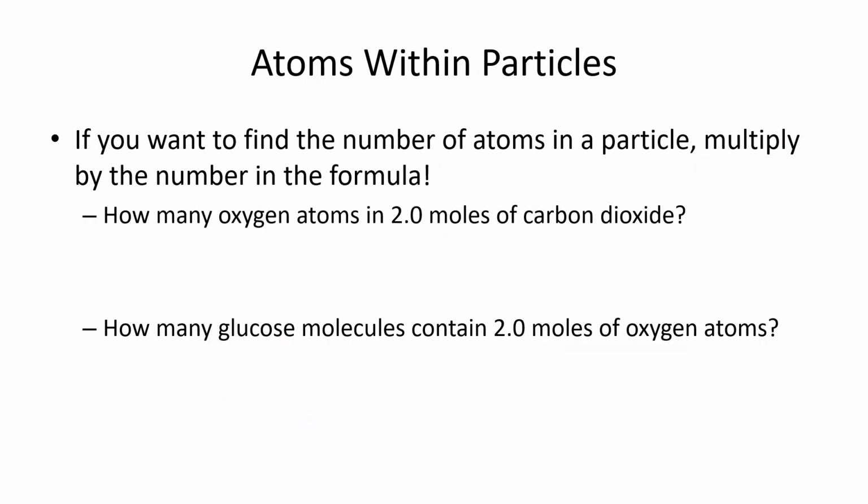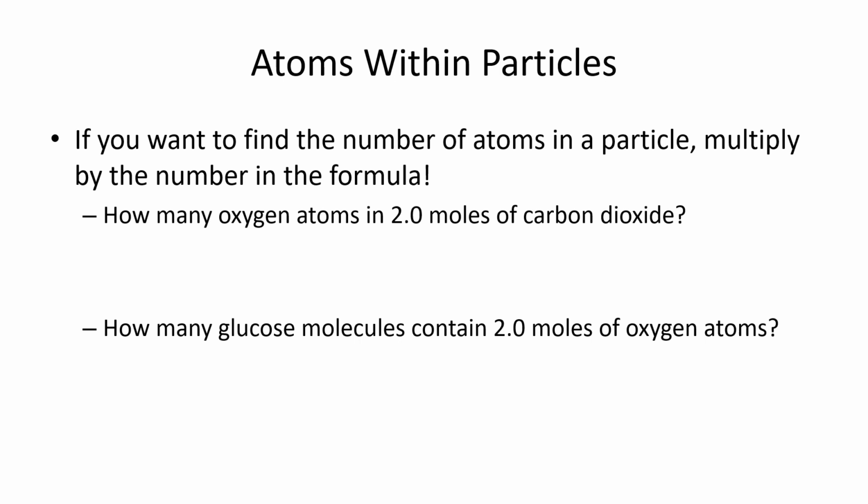So compounds like molecules or ionic compounds obviously have more than 1 element, and sometimes more than 1 of each type of element in their formula. And so if you want to find out how many atoms there are in a given quantity, you'll have to multiply by the number that's in the formula. So what does that look like?